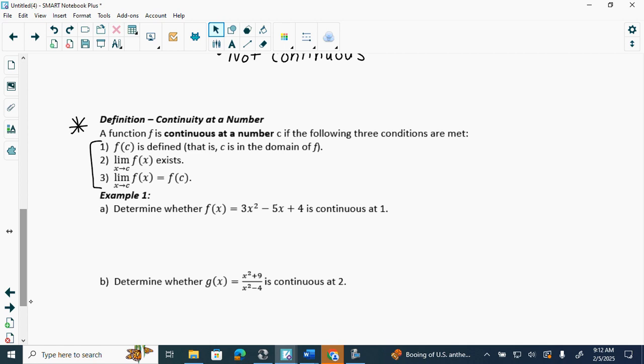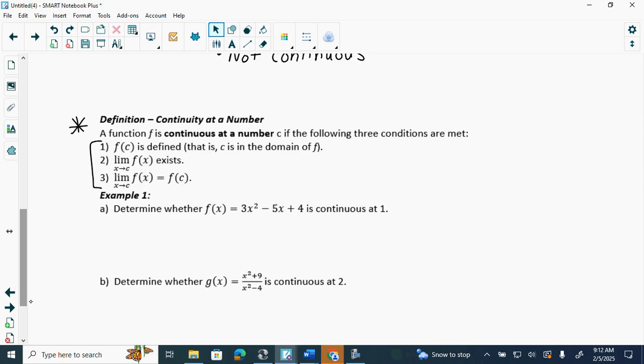So, we want to prove continuity. We want to prove that this parabola, this quadratic, this degree 2 function, is continuous at 1. Well, we know it is. Every polynomial is continuous, correct? Lines are continuous, quadratics are continuous, cubics, quartics, quintics, right? Every polynomial is continuous. So we know it's continuous, they just want us to determine whether it is.